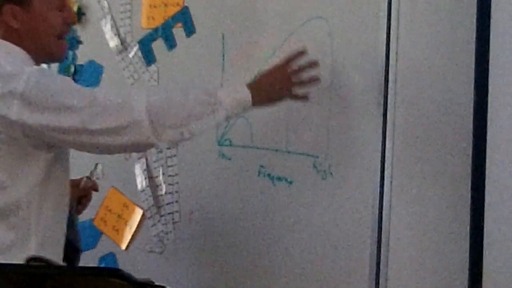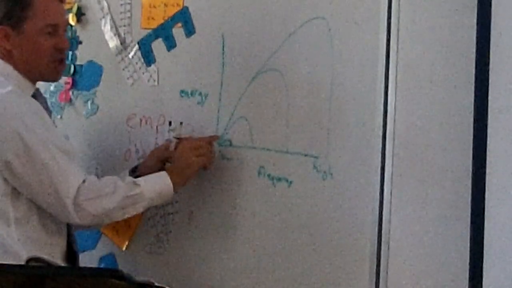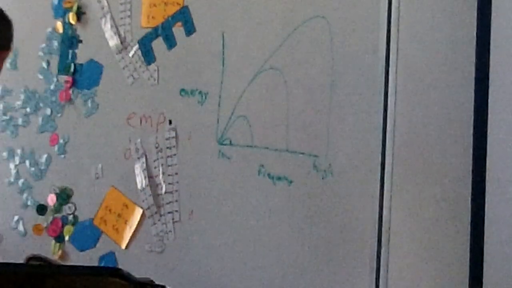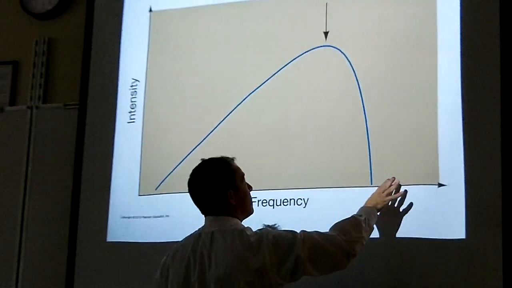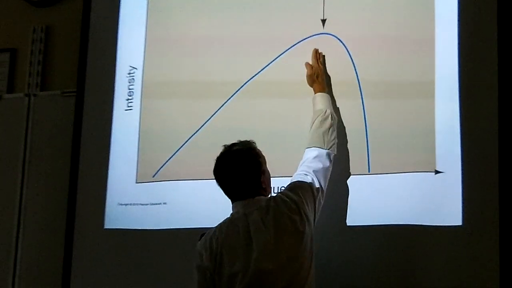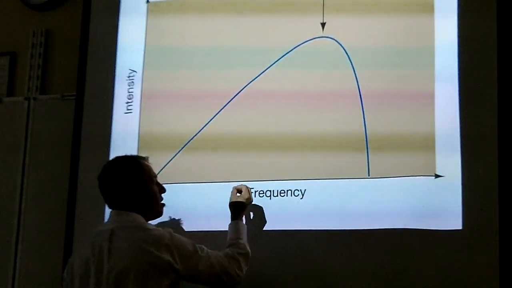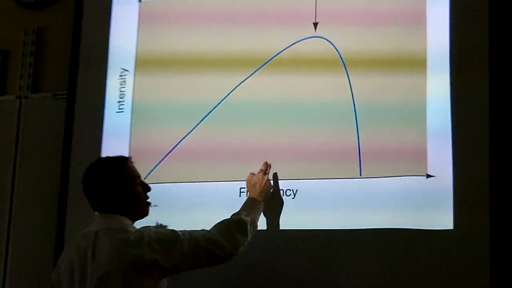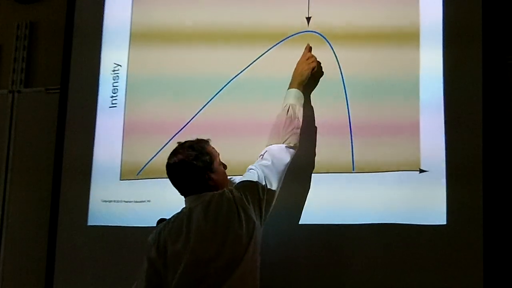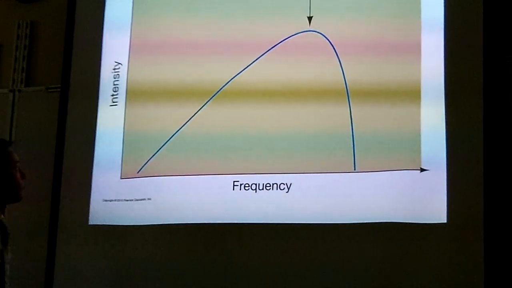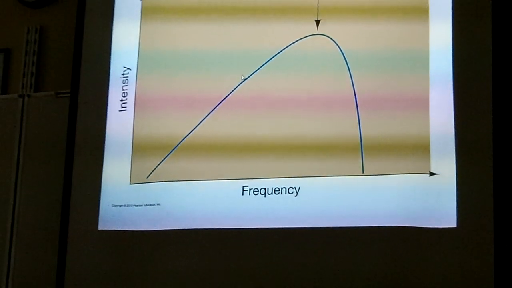And you can see it's not even. The shape of this curve, the radiation falls off at high frequencies. And there's always a peak. So at a certain temperature, an object releases most of its energy at a certain frequency. We call this a black body curve.